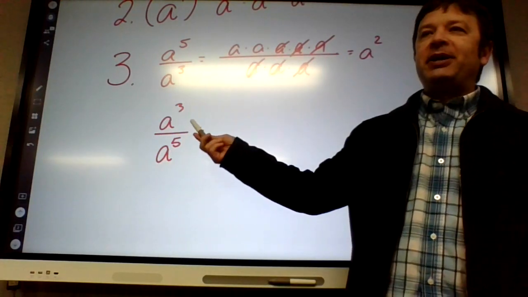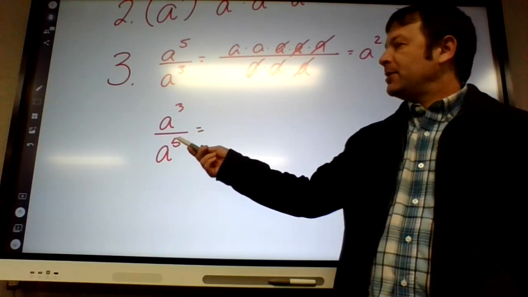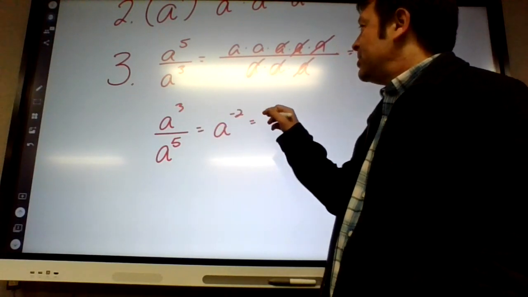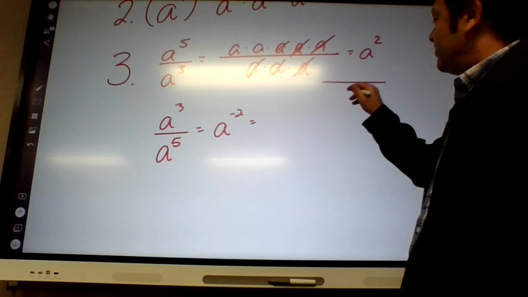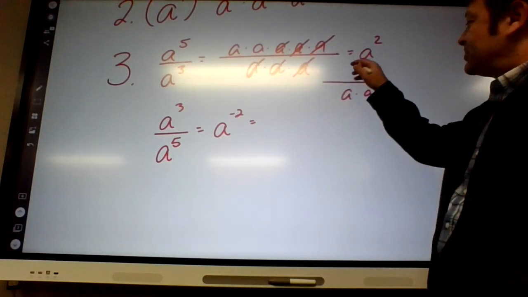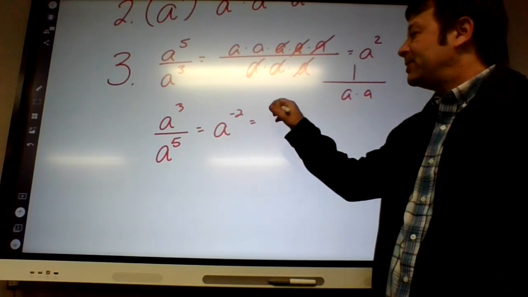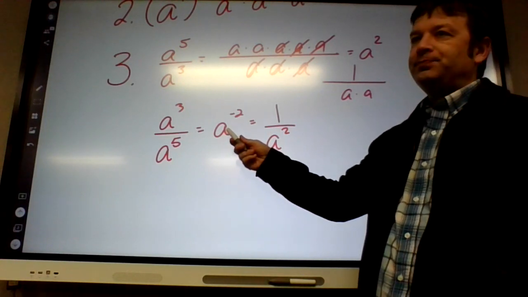Brian said, what if there's more on the bottom than the top? Well, kinda. 3 minus 5 is a to the negative 2. But what happens is there are just more a's on the bottom, so you're going to be left with a couple of a's on the bottom. So this is like 1 over a squared, which is the same thing as a to the negative 2.